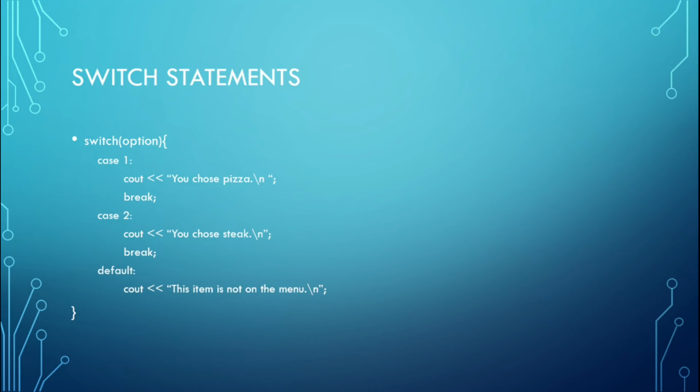Today we're breaking down one of the easiest and most useful decision-making tools in C++, the switch statement. If you're brand new to programming, don't worry. I'll explain every line, what it means, why it exists, and how the computer reads it. So let's jump straight into it.